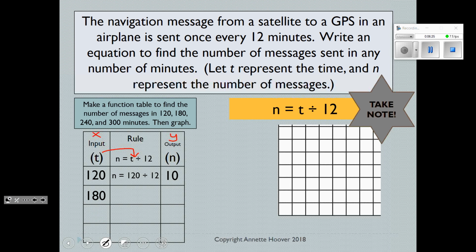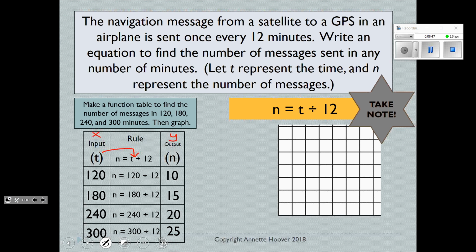Now we do 180. If we plug that into the equation, we have 180 divided by 12, which is 15 messages. If we plug in 240, 240 divided by 12 is 20 messages. And then if we plug in 300, 300 divided by 12 is 25.